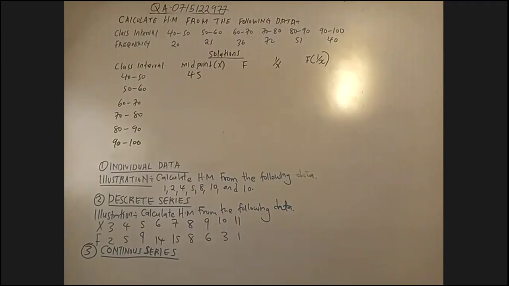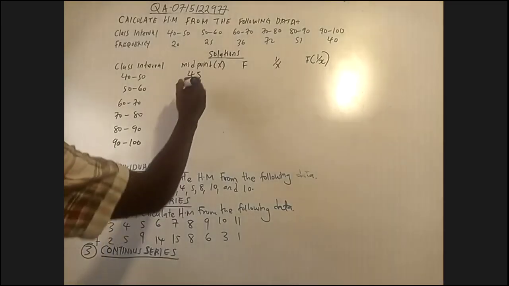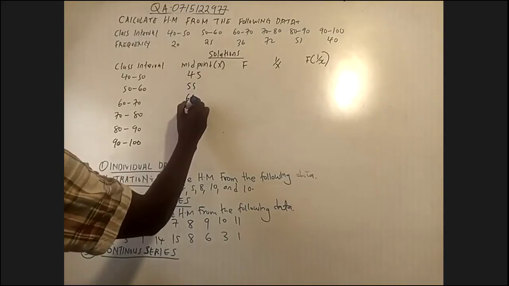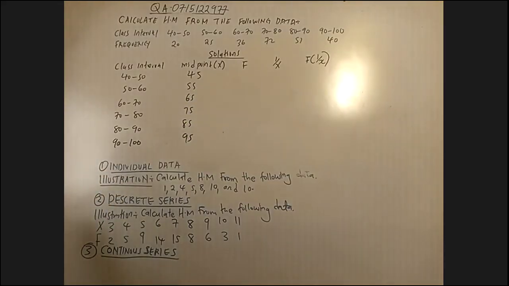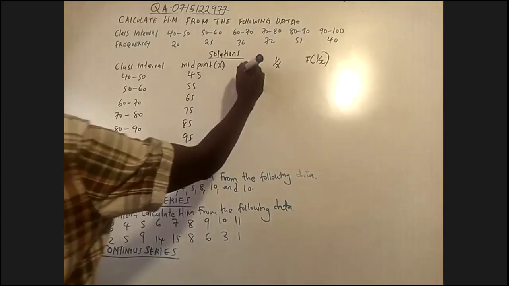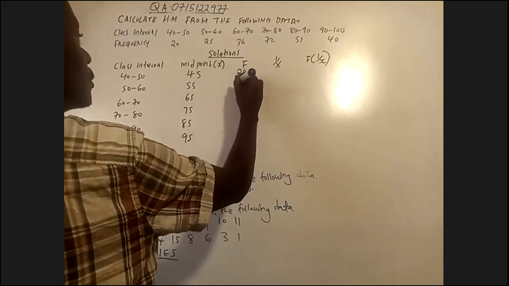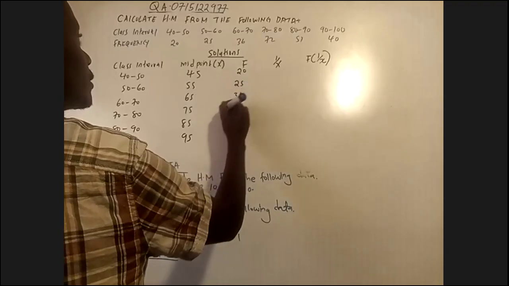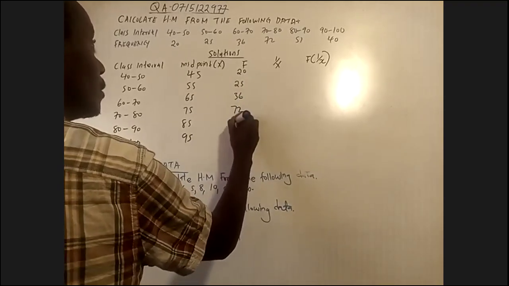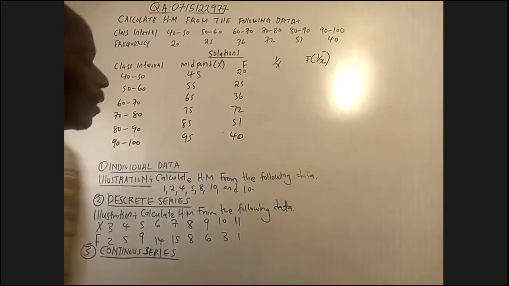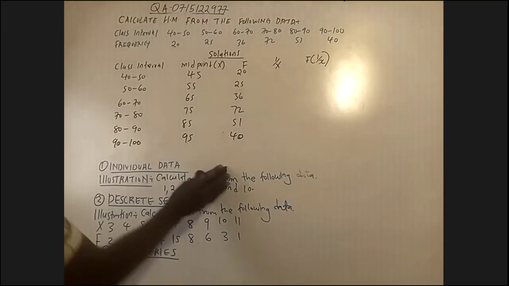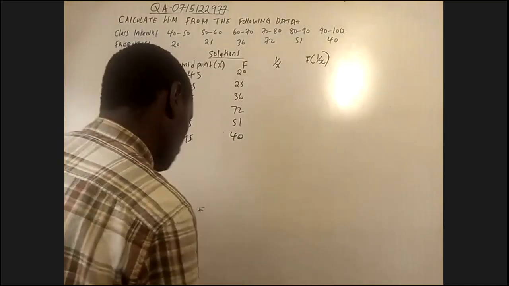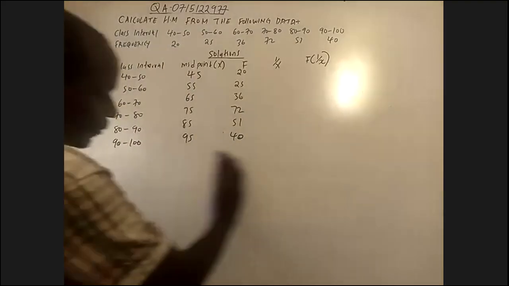What is the next one? The second is 55. Then 65. Is it okay like that? Frequencies 20, 25, 36, 72, 51, 40. This will be the last class you will get with Form 5.